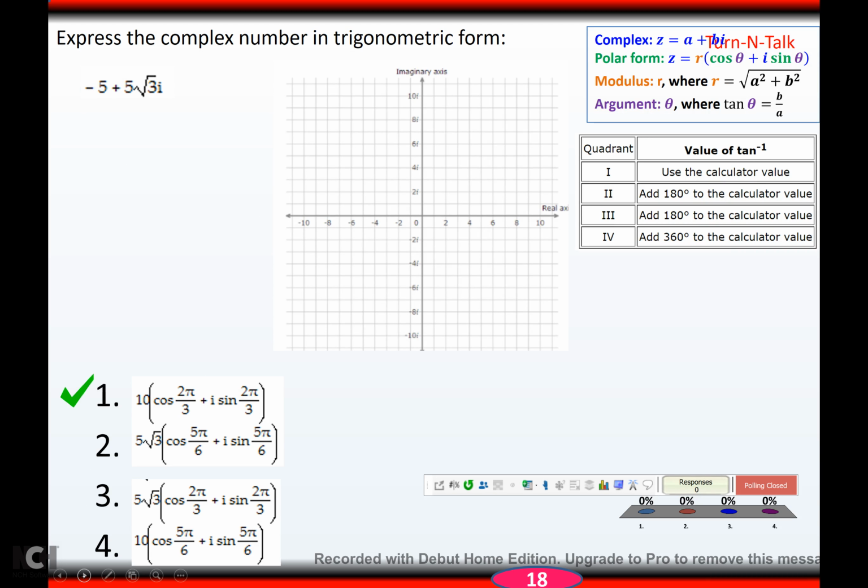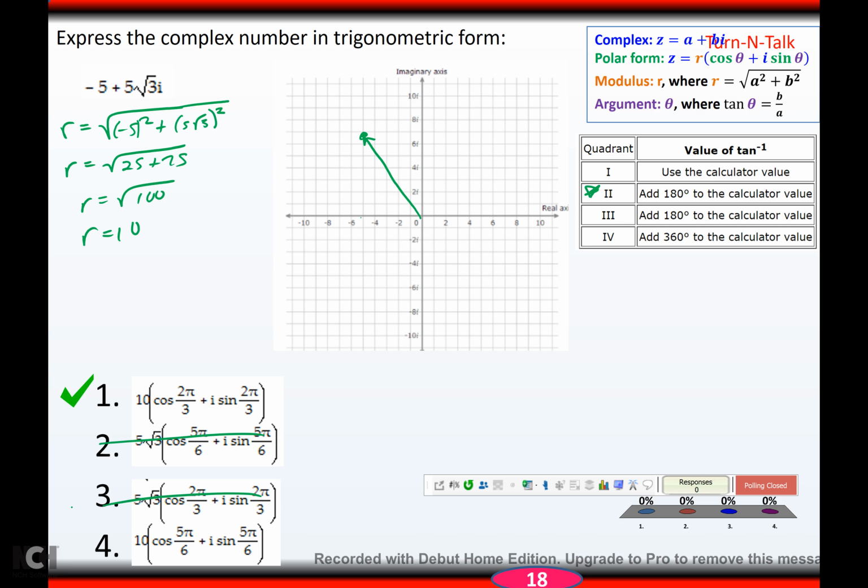And hopefully you got one. So I plot my point, -5, 5 square roots of 3, which would be, I don't know, 6 something. Somewhere around there. My point is we are in quadrant 2. So my r is going to be the square root of -5 squared plus 5 square roots of 3 squared. That gives me 25 plus 75, which gives me 100, which makes my r 10. So those two are out.